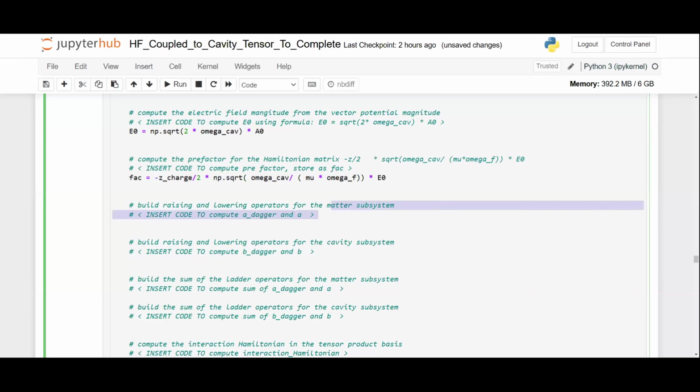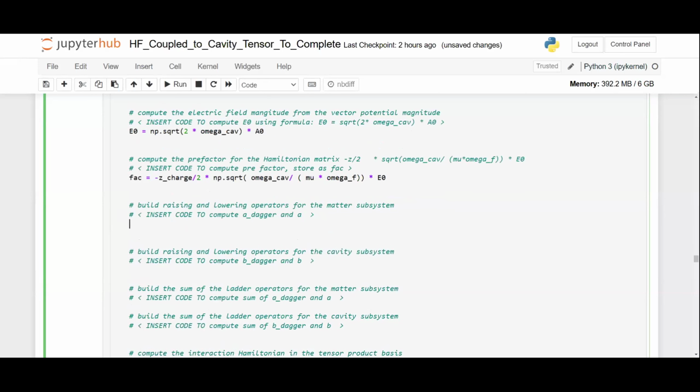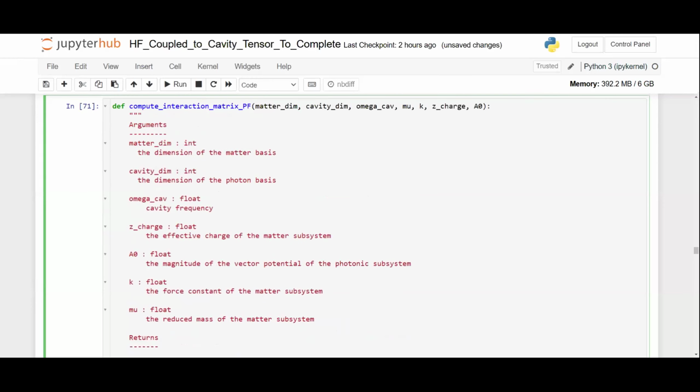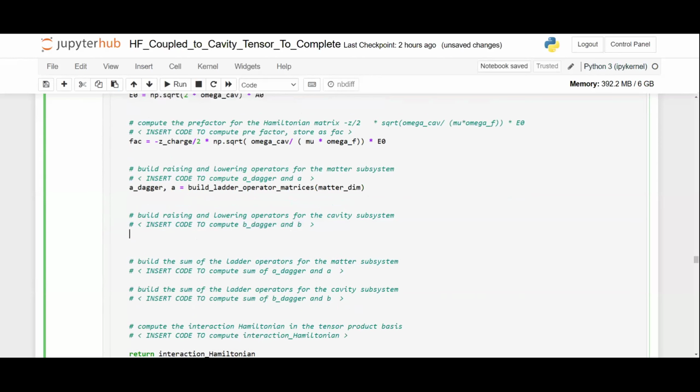Okay. So now we have the prefactor computed, and then we will build the raising and lowering operators for the matter subsystem. So A dagger and A. Then it was the matter dimension. Okay. And then we will do the same thing for the raising and lowering operators for the cavity subsystem.